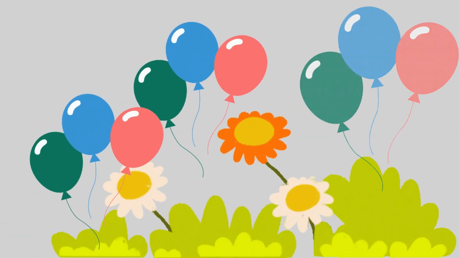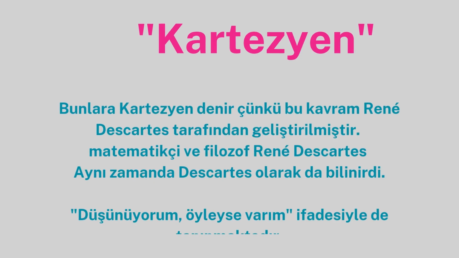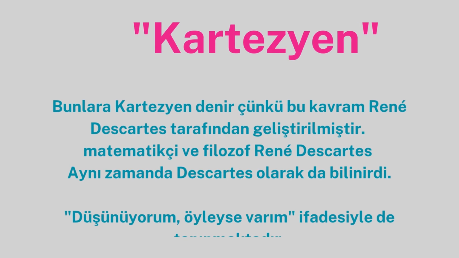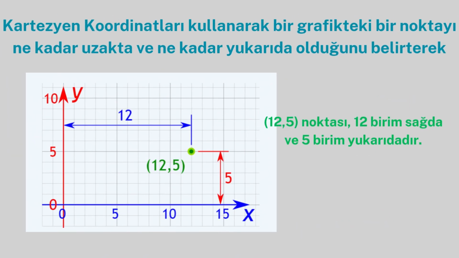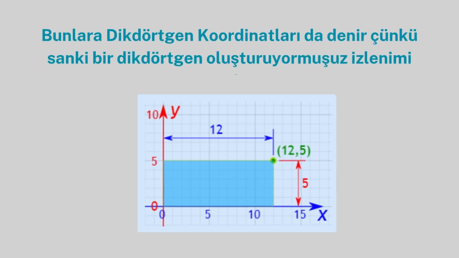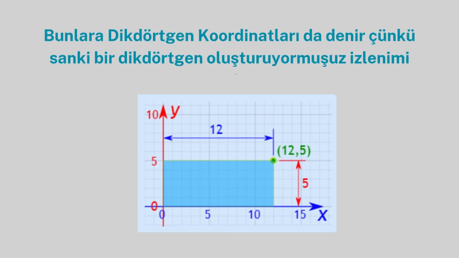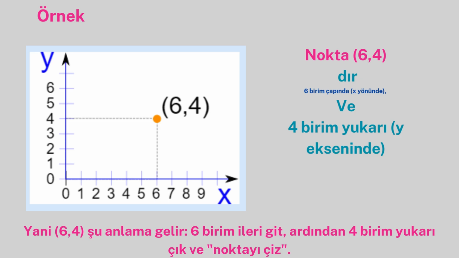Cartesian coordinates. They are called Cartesian because the idea was developed by the mathematician and philosopher René Descartes, who is also known as Cartesius. He is also famous for saying, "I think, therefore I am." Using Cartesian coordinates, we mark a point on a graph by how far along and how far up it is. The point 12,5 is 12 units along and 5 units up. They are also called rectangular coordinates because it is like we are forming a rectangle.